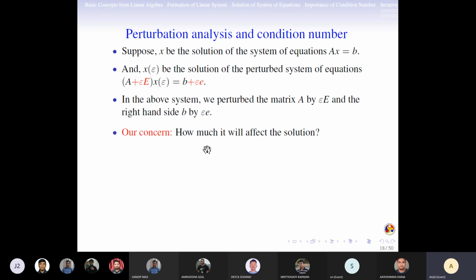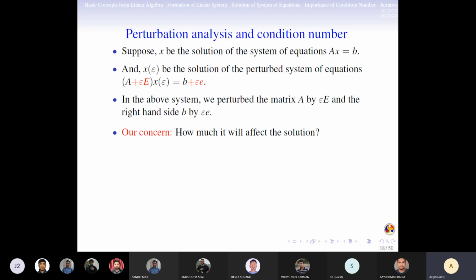Now what is our concern here? Our concern is how much it will affect the solution. We have a perturbation in the system, and now we are thinking about how much it will affect the solutions. To know that, we need some quantity that will measure how much it will affect the solution.